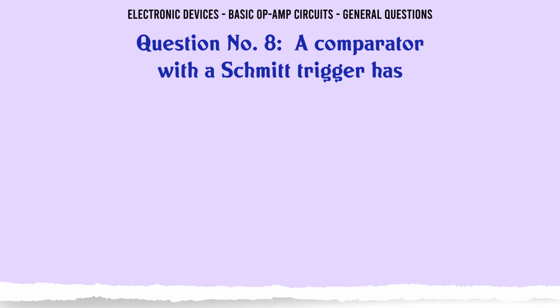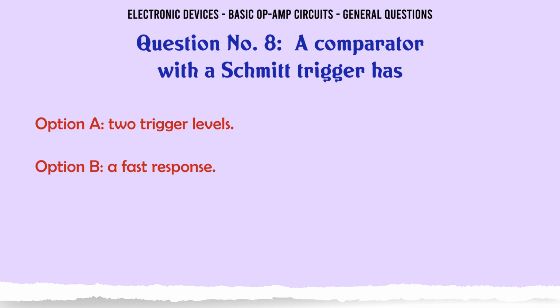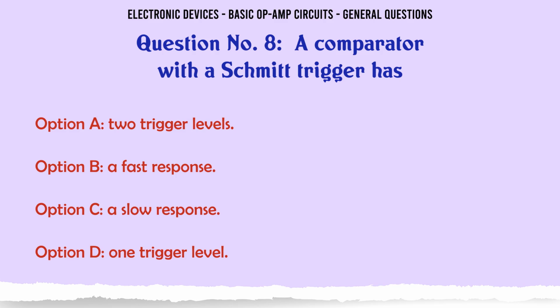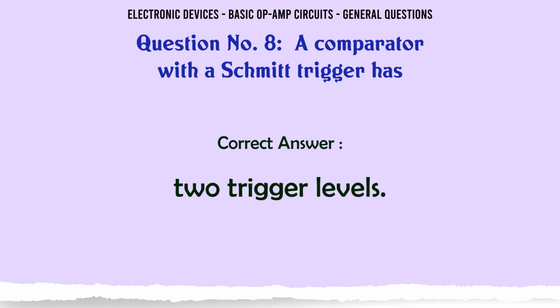A comparator with a Schmitt trigger has: A. 2 trigger levels, B. A fast response, C. A slow response, D. 1 trigger level. The correct answer is 2 trigger levels.